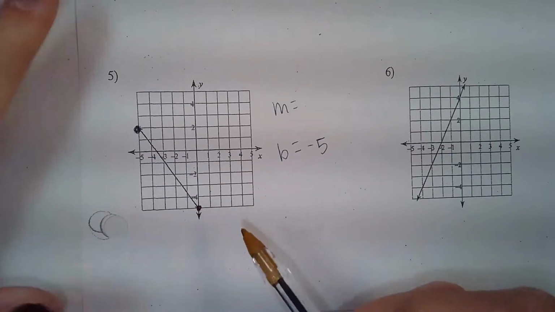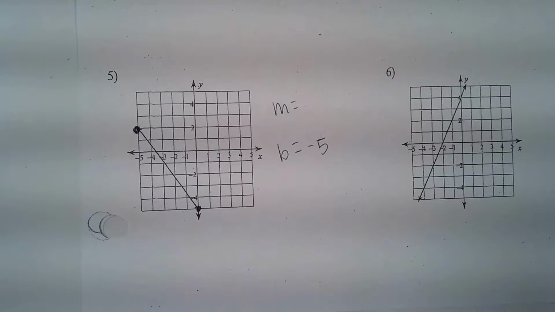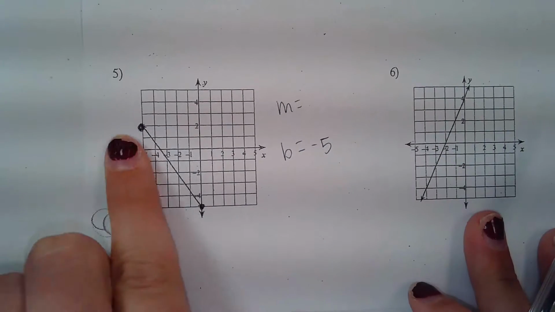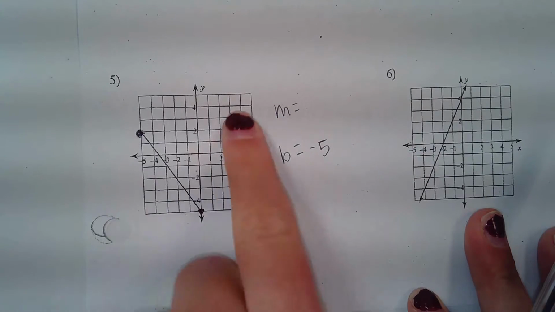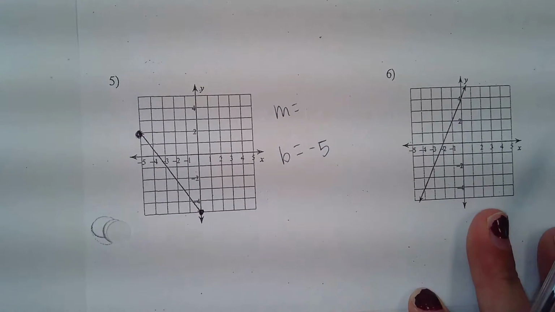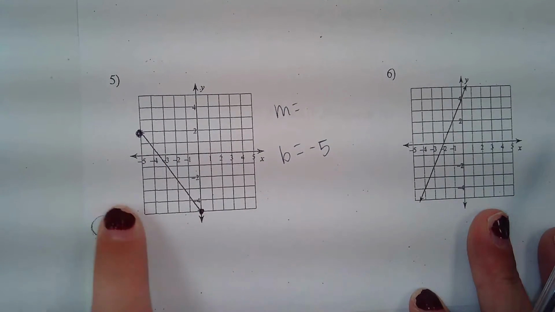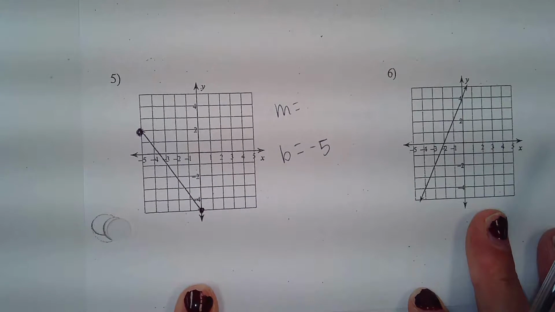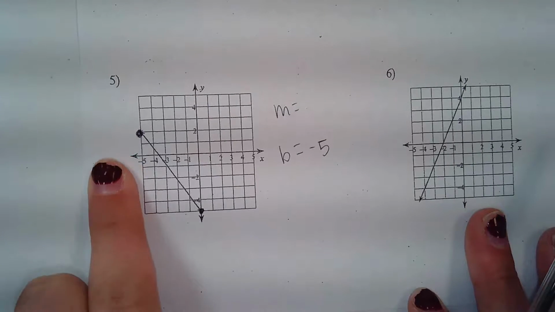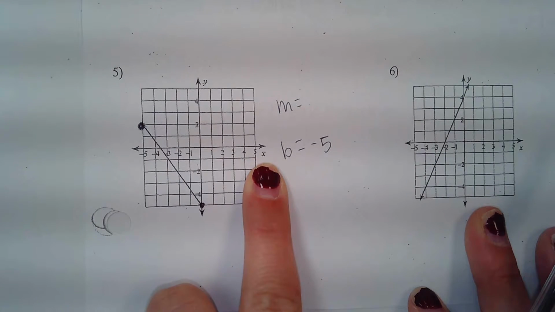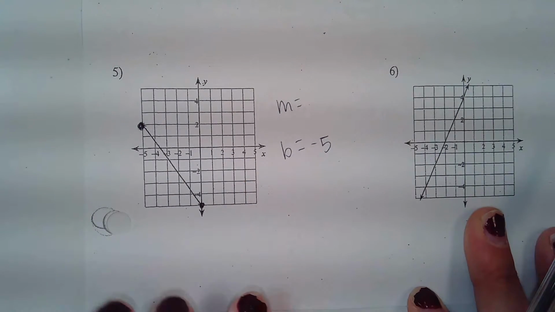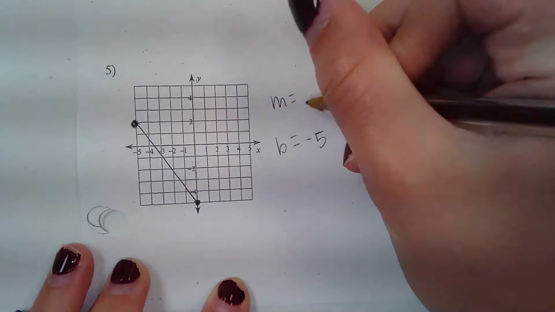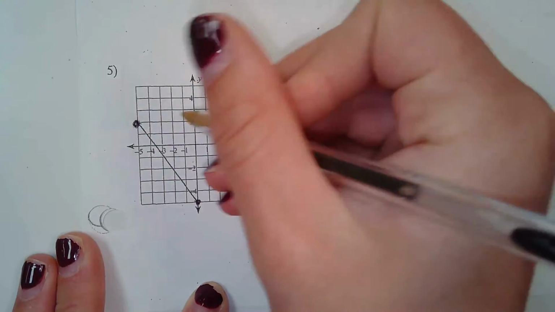So if we count that, first off, is it going to be a positive or a negative slope? How do you do that? As you move from left to right, does the line go up or down? It's going down. So is it positive or negative? Negative. So then we just have to count how many up, how many over.